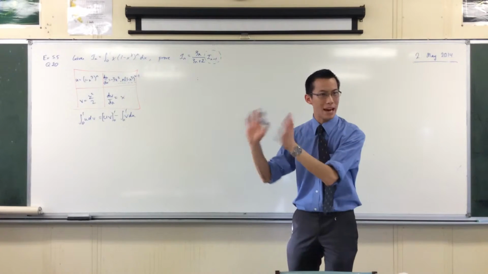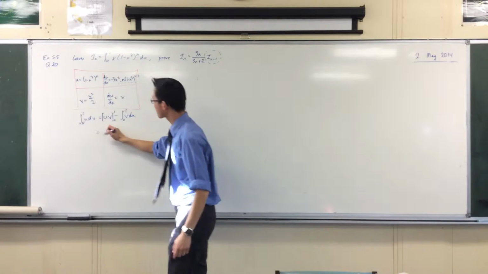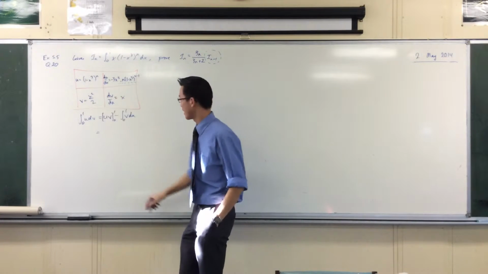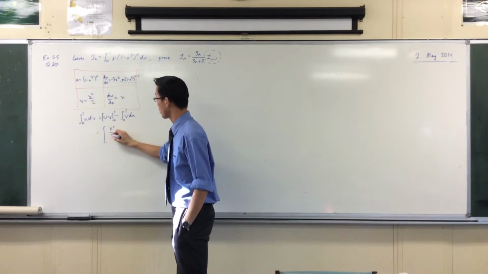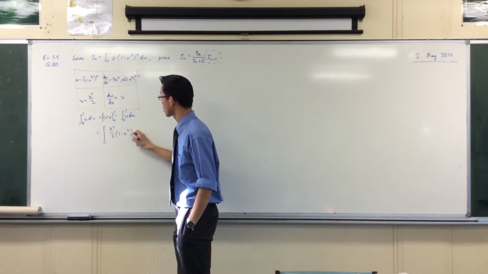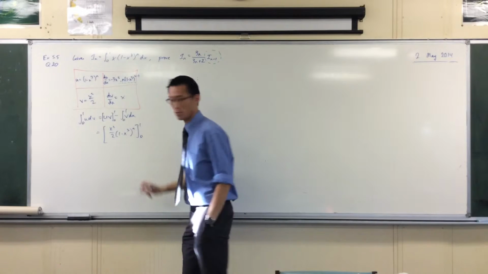Okay, good. Now we can actually write this out. What am I going to get? Here's my u and my v. So this is what goes in these square brackets: x squared on 2, (1 minus x cubed)^n, from 0 to 1.